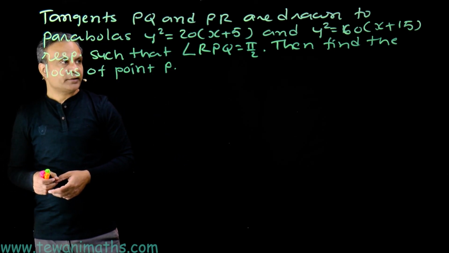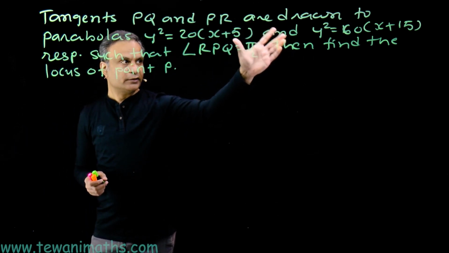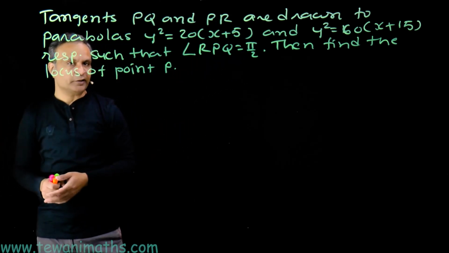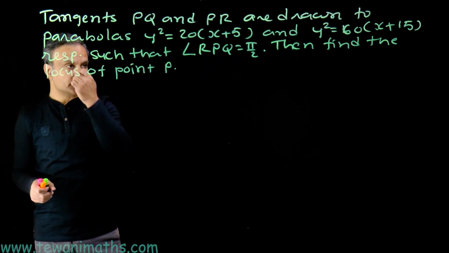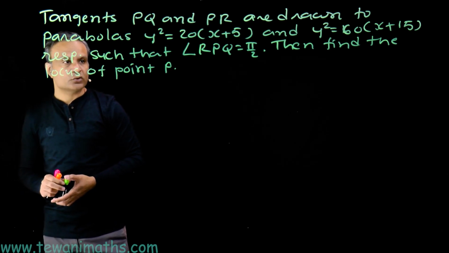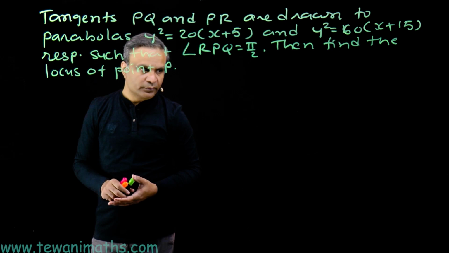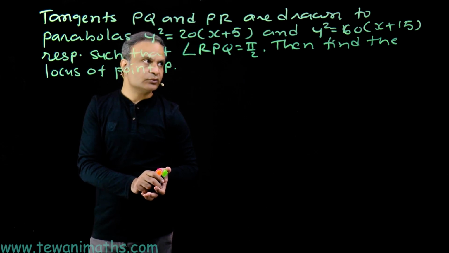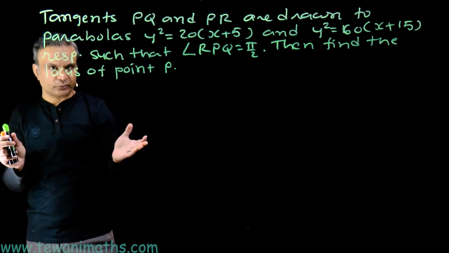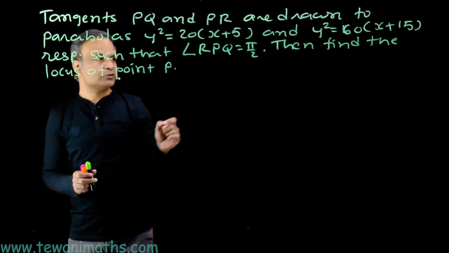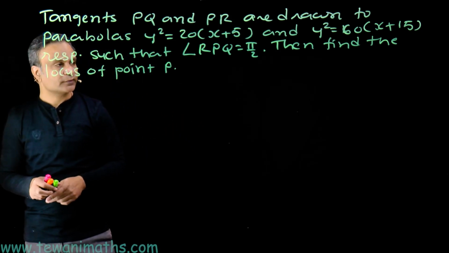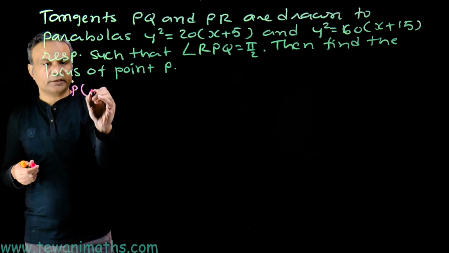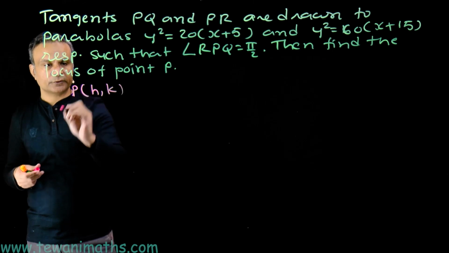From point P we are drawing tangents to these two parabolas, and these two tangents are perpendicular. This angle is pi by 2, so the tangents to the two different parabolas will be perpendicular. In that case, we have to find the locus of point P. On the plane there will be an infinite number of points P through which the tangents to these two parabolas will be perpendicular. In that case, we have to find the equation of the locus of point P. Suppose the coordinates of point P are (h, k).